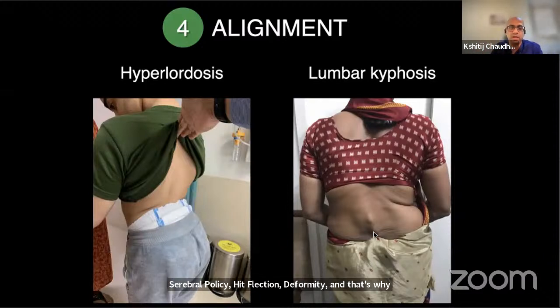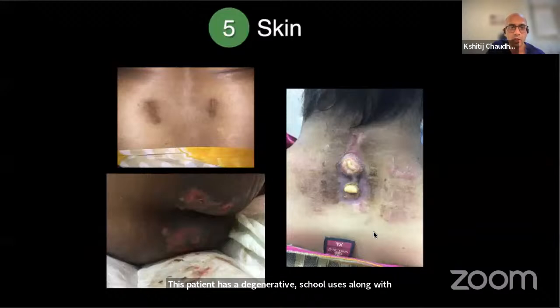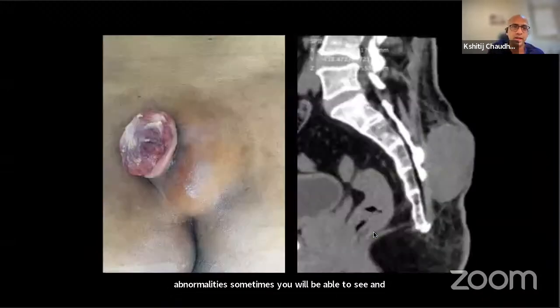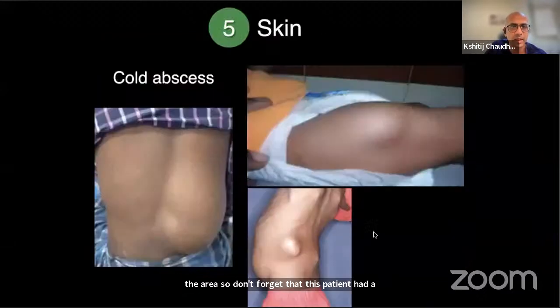This patient has a degenerative scoliosis along with fractures, and that's why there is lumbar kyphosis. Also look at the skin, because there will be a lot of abnormalities. Sometimes you will be able to see, and then you need to adequately undress the patient to see the area. So don't forget that this patient had a fungating sarcoma right on the sacrum with back pain.